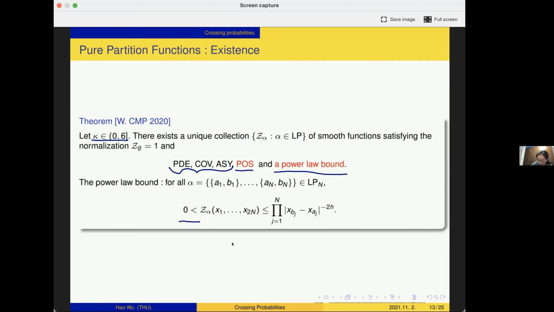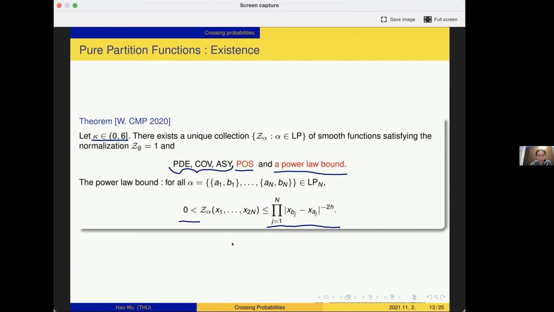Another property we proved is called a power-law bound. So here is the precise bound: we derive an upper bound for this collection of smooth functions. This upper bound is very helpful because when we try to prove that the corresponding functions give us the correct probabilities, we are going to use a martingale argument. In order for the argument to work, we need some control on the martingale, and this upper bound gives us the desired control. Okay, so this is the definition of pure partition functions.